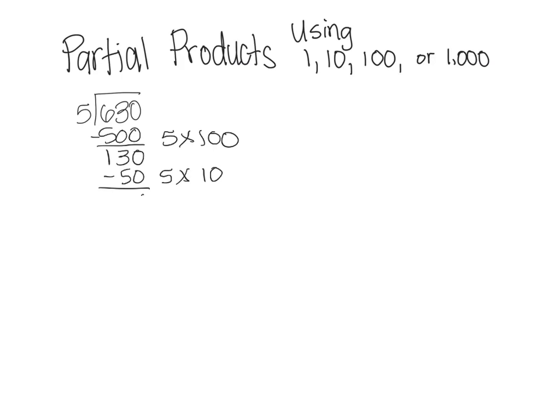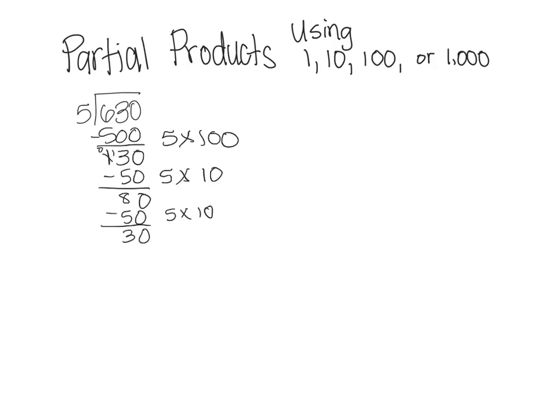0 minus 0 is 0. 3 minus 5 I can't do, so I have to go ahead and regroup. That 1 becomes a 0, and the 3 becomes a 13. So 13 minus 5 is 8. Now I have to multiply 5 times 10 again, because again 5 times 100 would be too big, and 5 times 1 might be too small. So I'm going to go ahead and subtract 50 from 80.